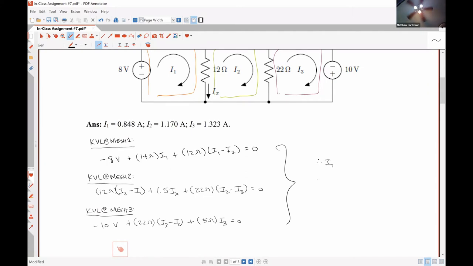So give me just a moment to do that. So if I can read my handwriting. Are you solving this with a graphing calculator? I'm solving this with a TI-36.